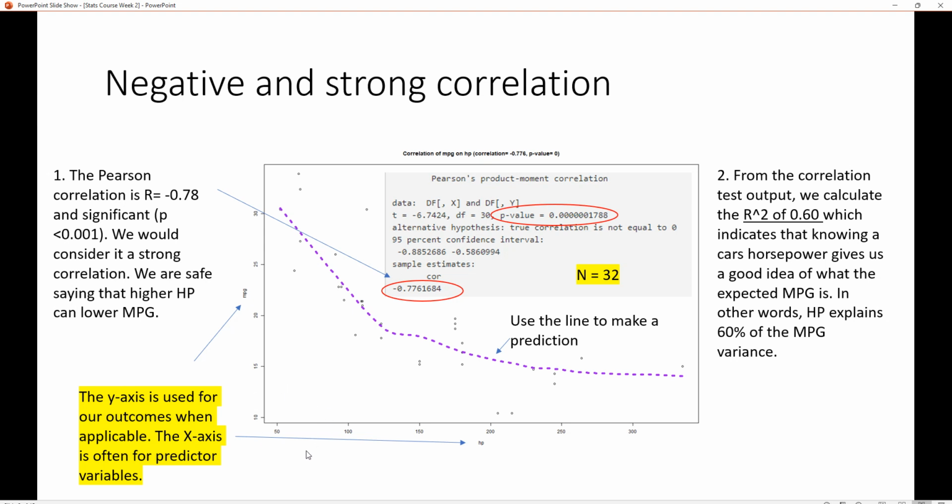But if you do sense, or you do consider that you're looking at a causal path or a predictive path, you would put your outcome on the y-axis, such as MPG here on this y-axis, and you would place your predictor or your independent variable on the x-axis, and that's the general format with scatter plots.